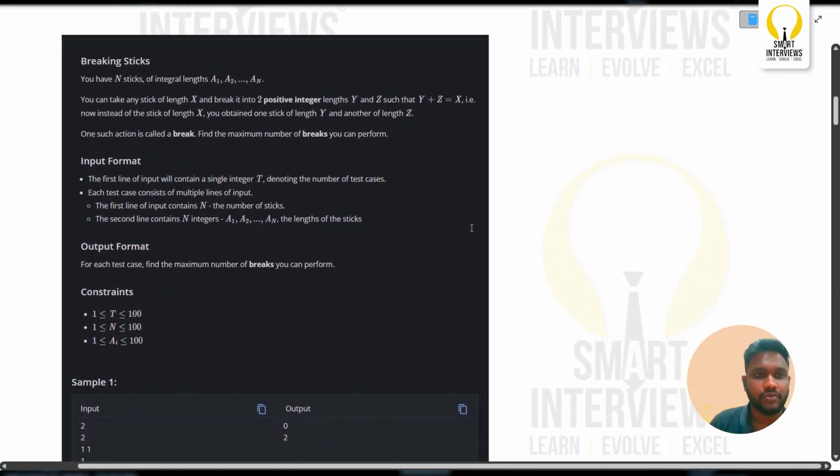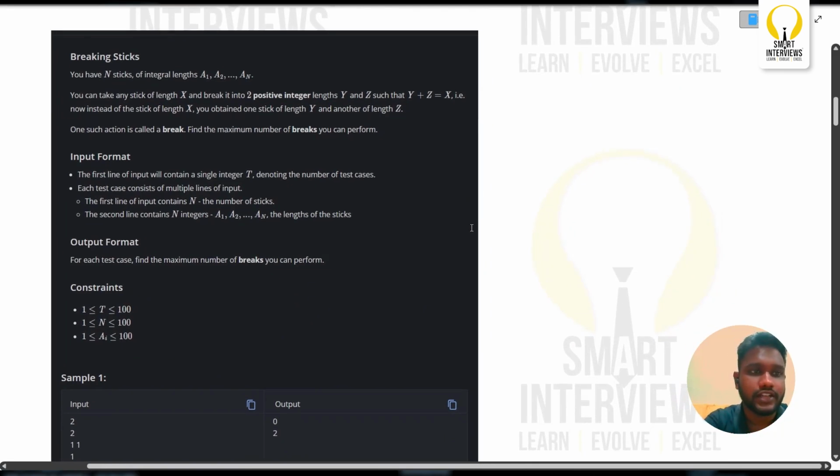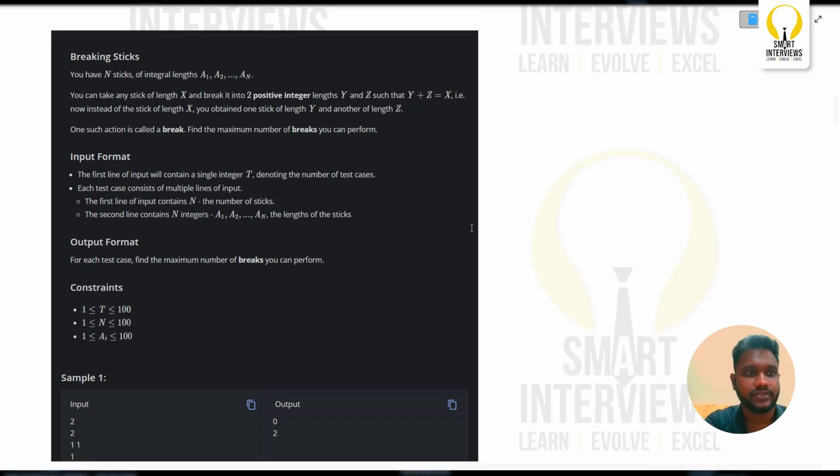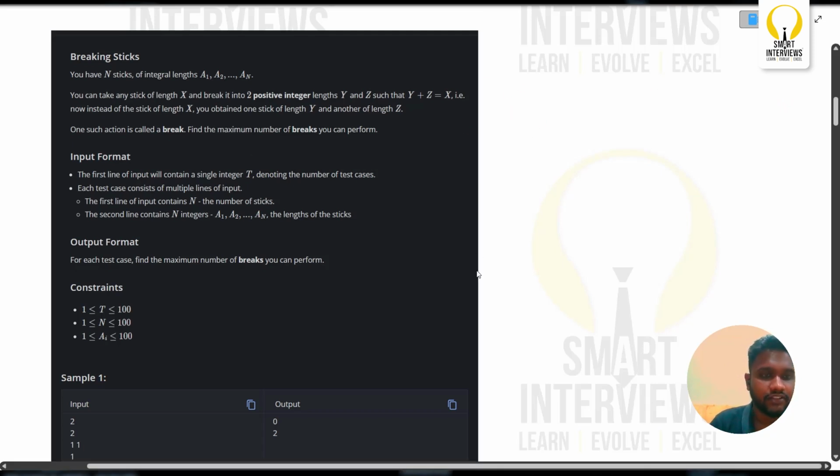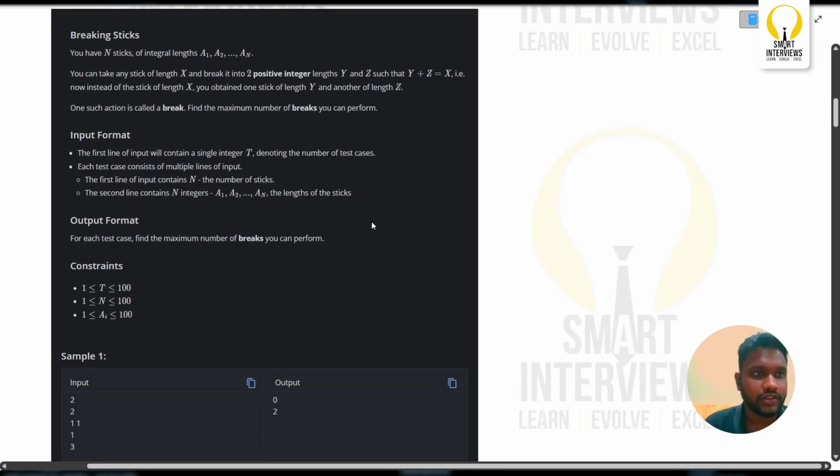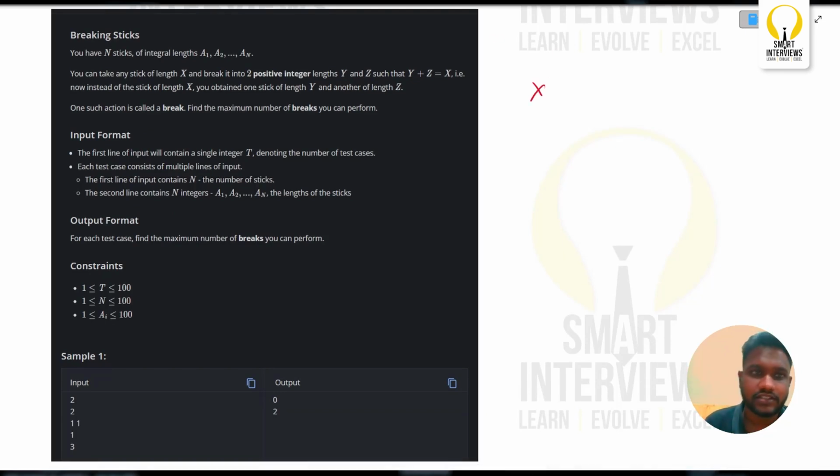Yeah, coming to the second problem in our contest. The division 4 second problem is called breaking sticks. Here we are having n sticks of different lengths. We are told that if there is a stick of length x, we can break it into two positive integer lengths y and z, such that x equals y plus z. So we are just breaking the stick. Now instead of one stick, we have two sticks.